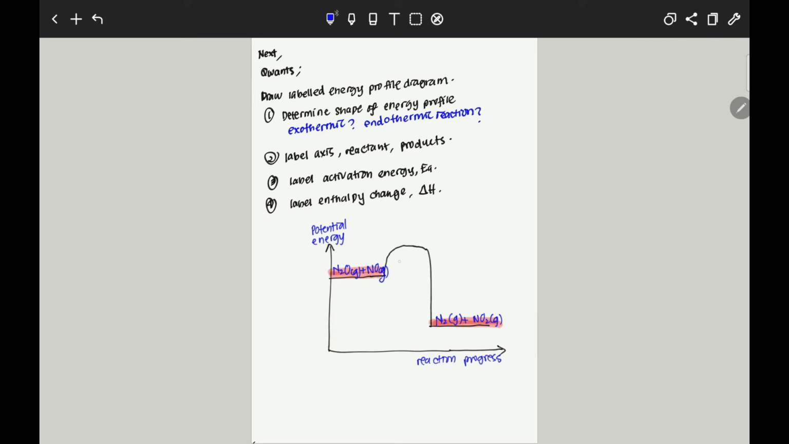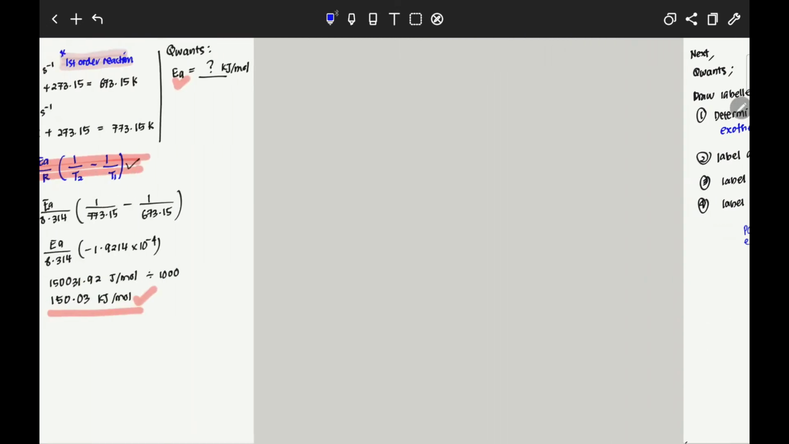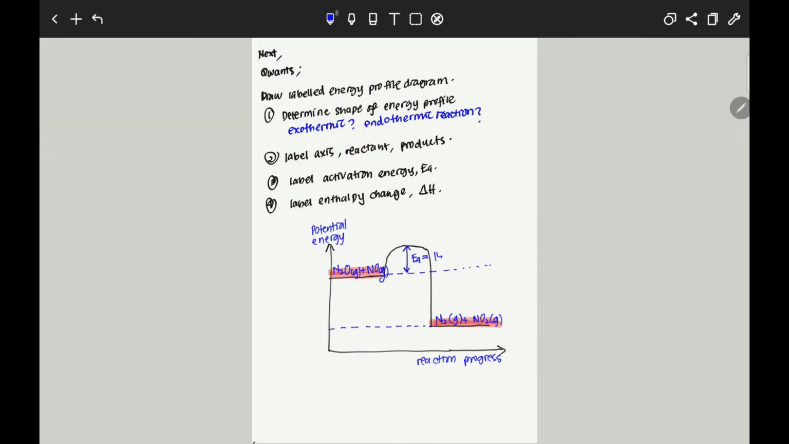And then you have to label your activation energy. Don't forget to draw a dotted line here. Over here, a dotted line at the same level as your reactant and also your product. So your activation energy is from the top of the bump down to the dotted line of your reactant, which is equal to the amount that we just calculated, 150.03 kilojoule per mole.